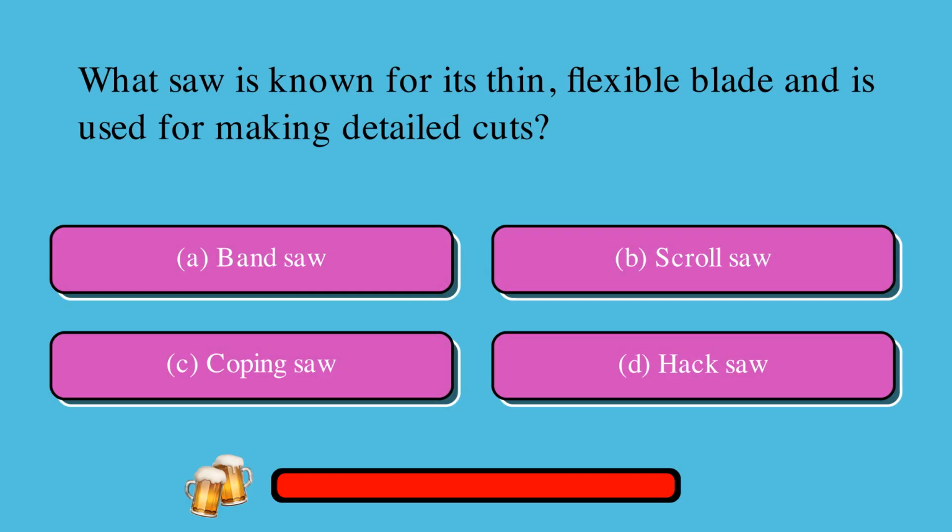Which saw is known for its thin, flexible blade and is used for making detailed cuts? A. Band saw, or B. Scroll saw, C. Coping saw, or D. Hacksaw? The correct answer is C. Coping saw.